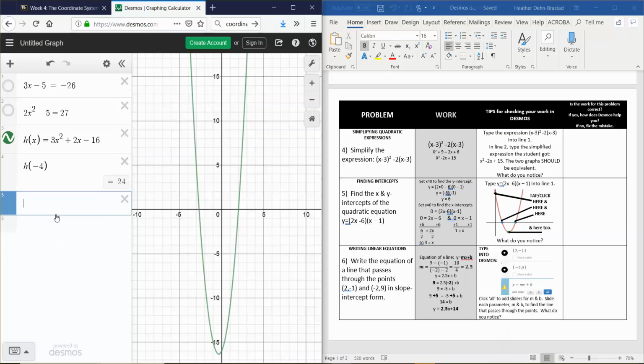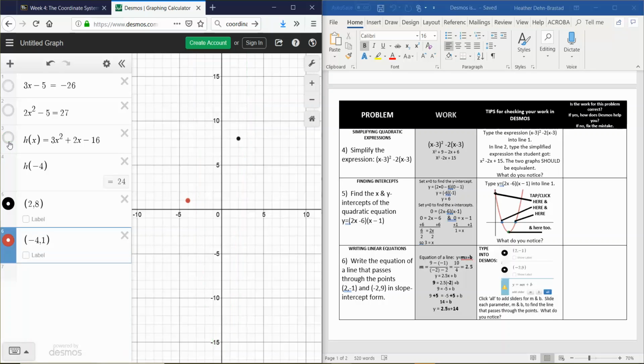And then I'll have to type. I'm not going to do this problem. I'll do a different problem, and I'll make another one up. Oops, I need my parentheses to tell it that it's a point. And I'll turn this off. So I've got 2 points, and now in this one here, you type y equals mx plus b.